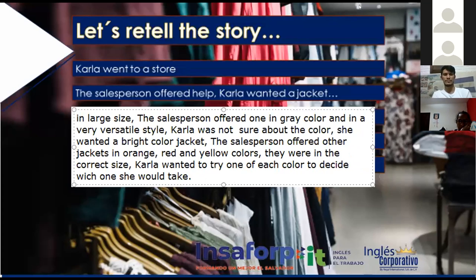Carla went to a store. The salesperson offered help. Carla wanted a jacket in large size. The salesperson offered one in great color and in a very versatile style. Carla was not sure about the color. She wanted a bright color jacket. The salesperson offered other jackets in orange, red, and yellow colors. They were in the correct size. Correct size is large, right? Carla wanted to try one of each color to decide which one she would take.